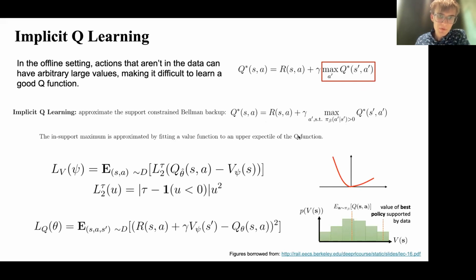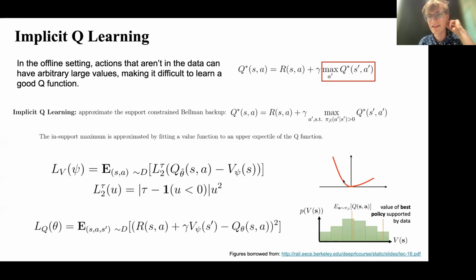So we do the Bellman thing, where you fit the Q function to the reward plus gamma times the maximum over Q values, which is represented by this value function. So that learns the Q function. And then to learn the value function, you fit the value function to the Q values at that state, with this sort of weird mean squared error thing.